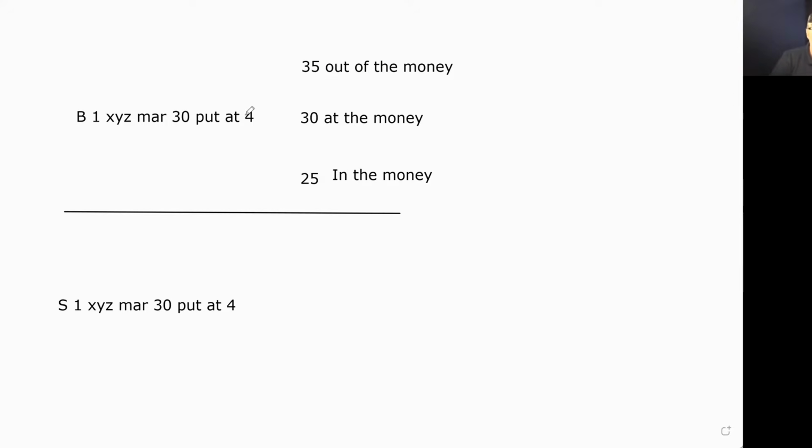So again, same thing. If it's out of the money, it has nothing to do with you. You won't exercise. If it's at the money, you probably won't exercise. You could, but you probably wouldn't. And if it's in the money, at some point you will exercise.